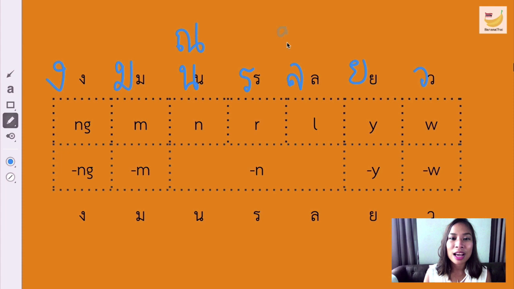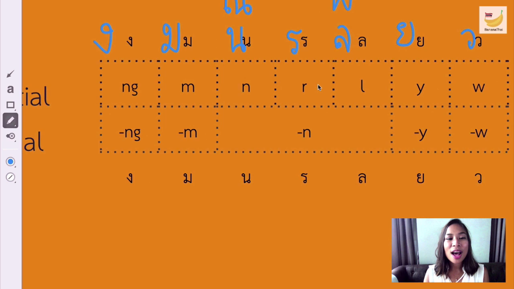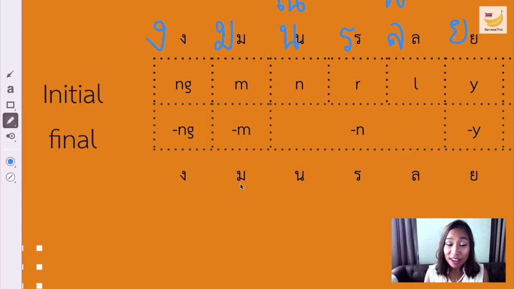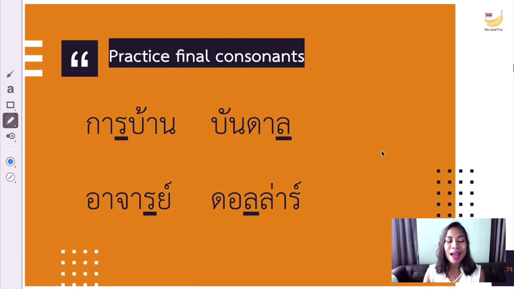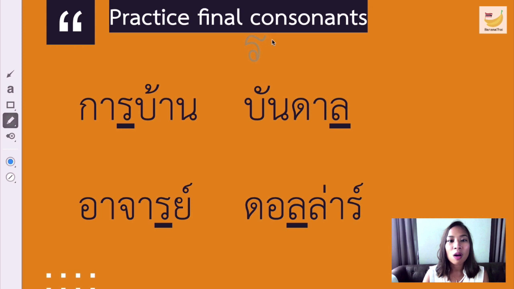Now ค่ะ, as final consonant, this one is the same: งองู can be, มอม้า can be any consonant as มอม้า, นอหนู is นอหนู, right, n sound. But รอเรือ and ลอลิง, when they become ending consonants, are นอหนู sound. Be careful: รอเรือ and ลอลิง, when they become ending consonants, are นอหนู sound. The rest is the same, นะคะ.